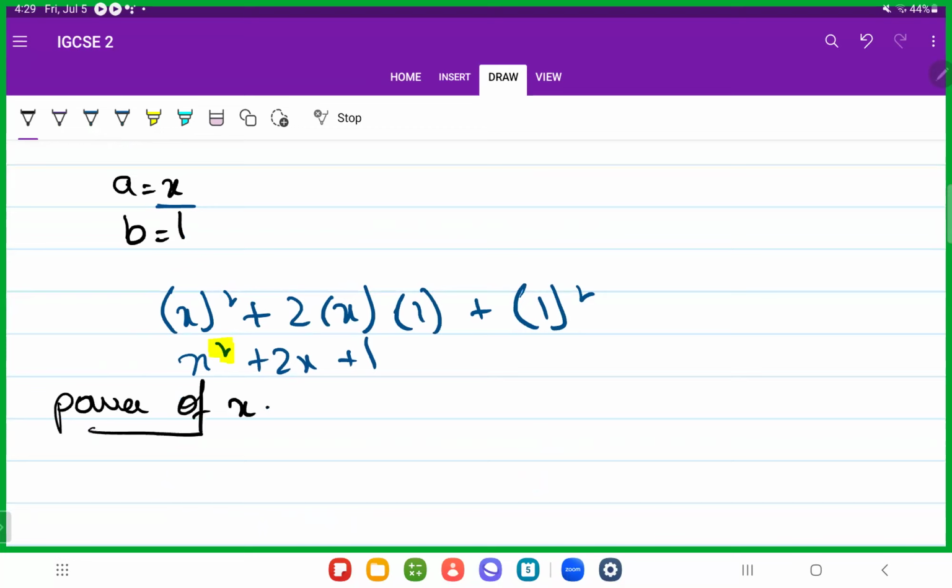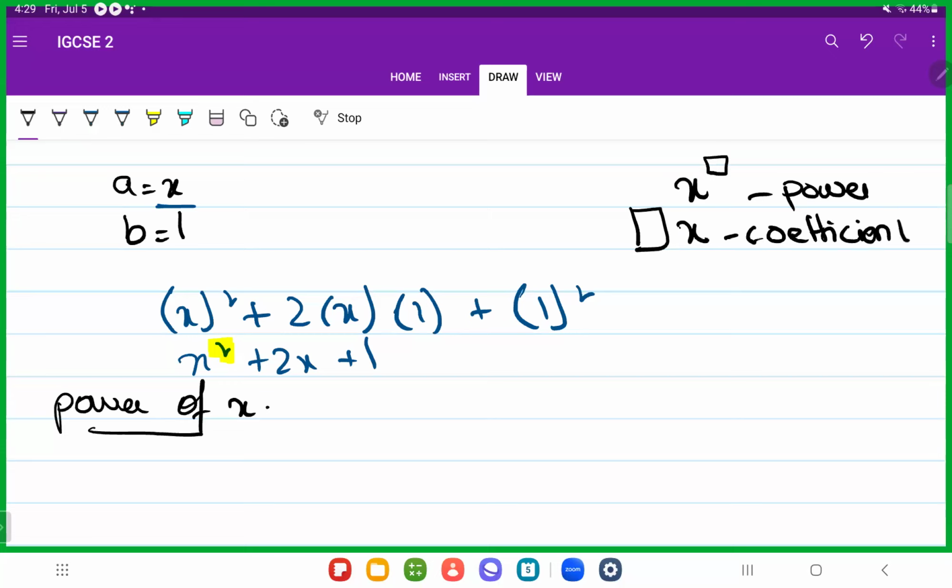Yes. Whatever is written over here is the power of x. Whatever is written over here that is being multiplied, this is called the coefficient of x. Is that clear? So the maximum power of x is 2. We have an x square in the question. That is a quadratic equation. Let's try to do another one.